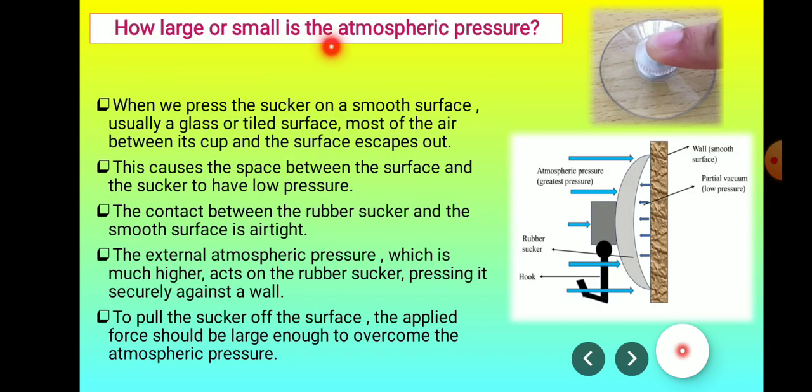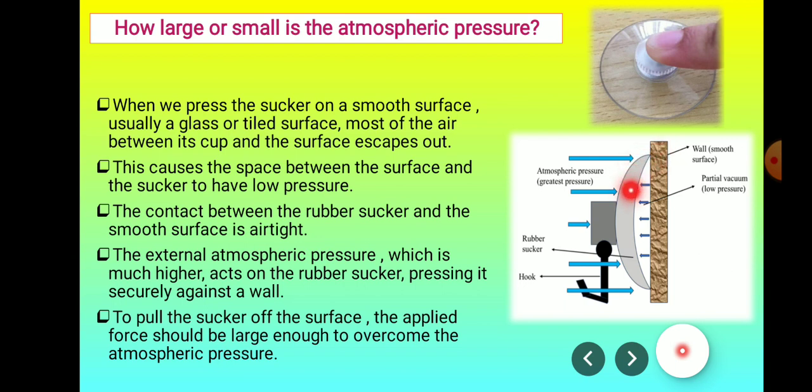How large or small is the atmospheric pressure? We will understand this with the help of a rubber sucker. This is a rubber sucker. When we press the sucker on a smooth surface, usually a glass or tiled surface, most of the air between its cup and the surface escapes out. This causes the space between the surface and the sucker to have a low pressure. The contact between the rubber sucker and the smooth surface is airtight.